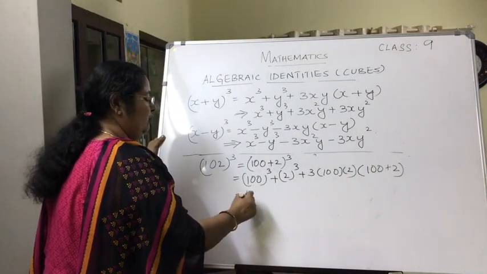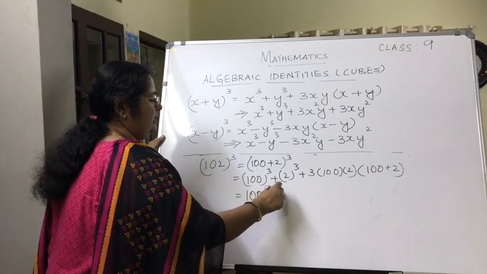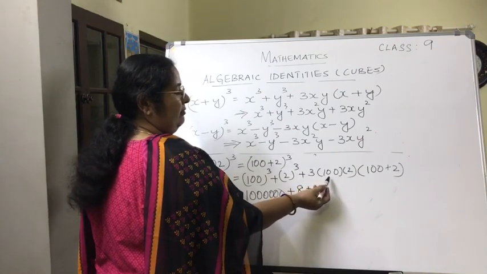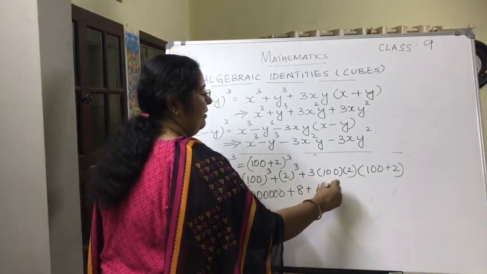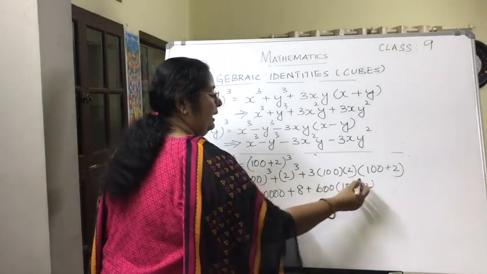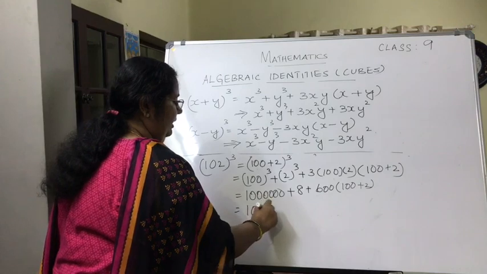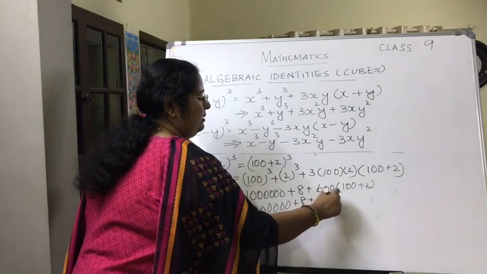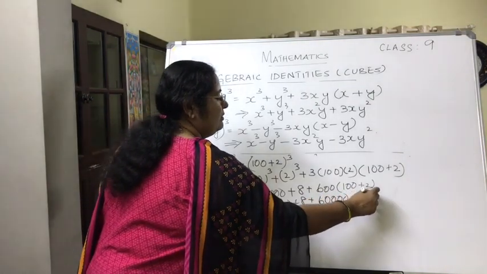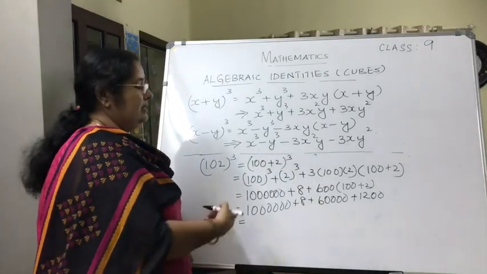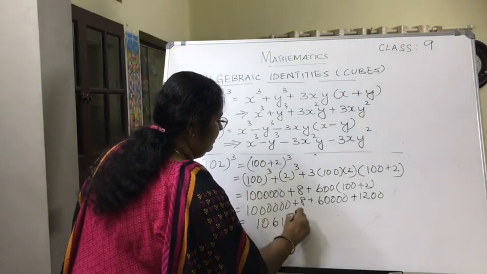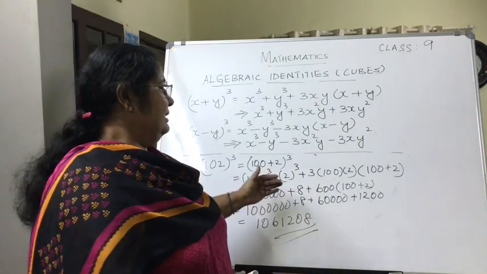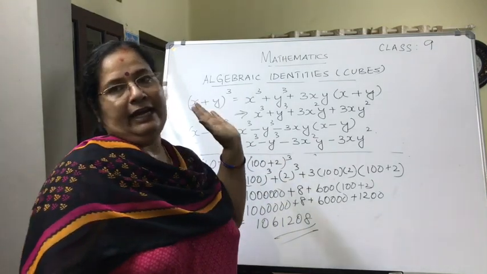Now this will be 100 cube, 1 followed by 6 zeros, plus 8 plus 3 into 100 is 300, 300 into 2 is 600, into 100 plus 2. Again you can open this bracket. This would be plus 8 plus 600 into 100, which is 4 zeros, plus 1200. When you add this, you will get 1061208. That is evaluating using the given identity of cubes.